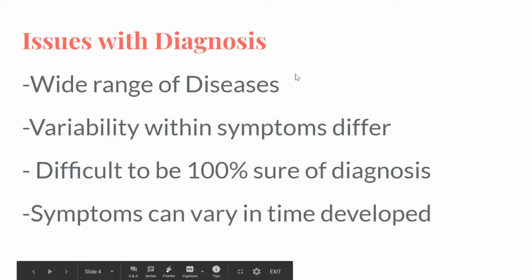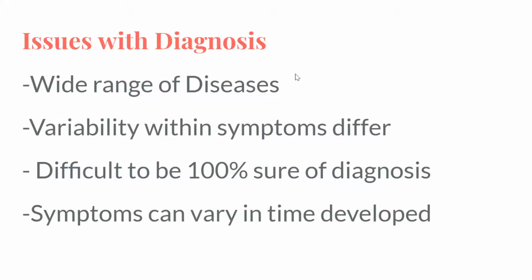It's hard to diagnose these because there's a wide range of diseases. There's variability within symptoms. It's difficult to be 100% sure which diagnosis is completely accurate, and symptoms can vary in time developed. So they can become very quick and acute, or they can be latent, or they can be dormant within the body for many years and not show up till later.